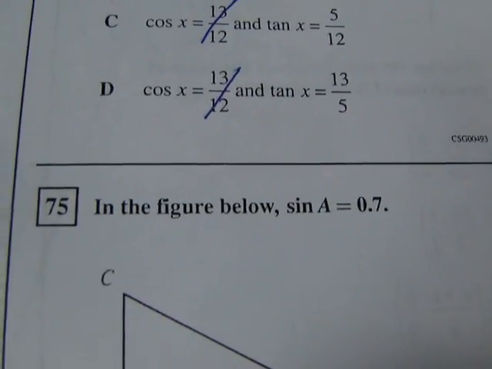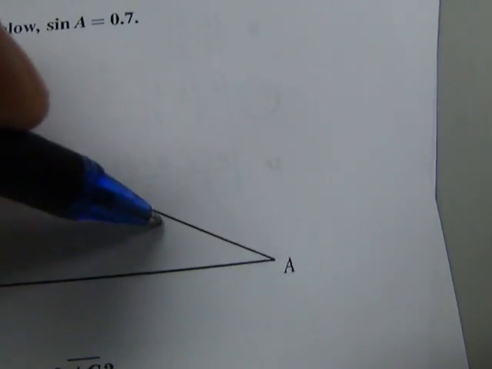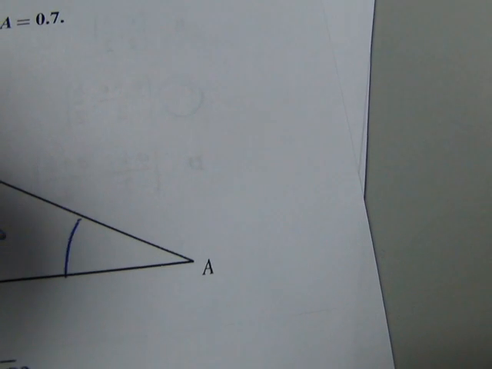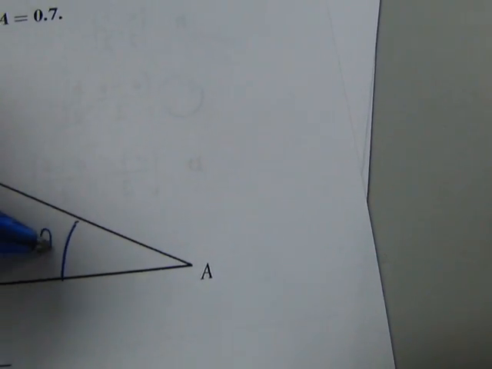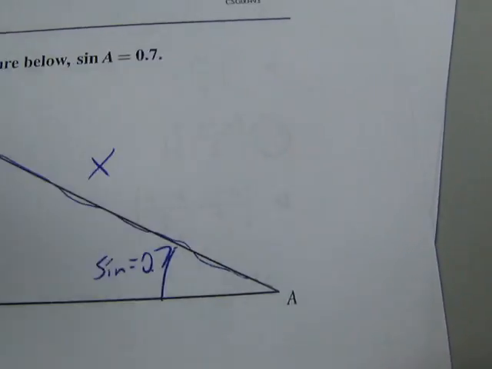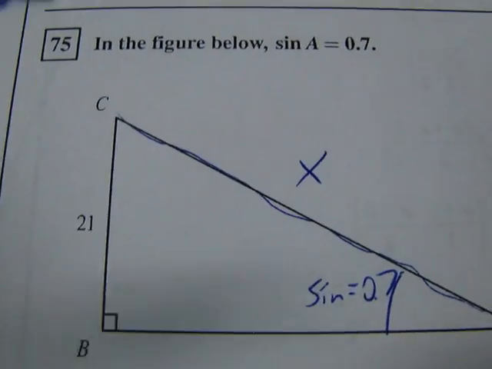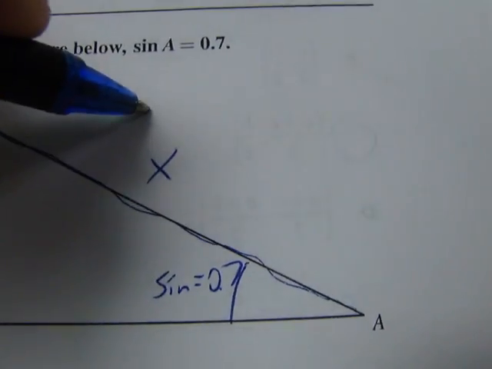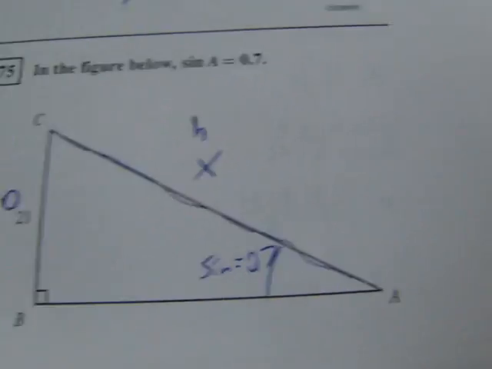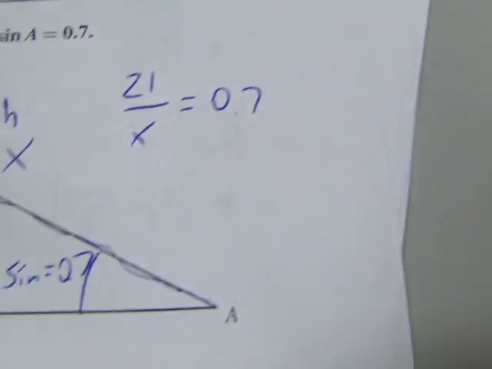75. In the figure below, sine of A equals 0.7. Okay, and it says what is the length of AC? So AC is the one we want to know. So we'll call this x. So what we get here is that we're talking sine. So this is the opposite, this is the hypotenuse. So sine is opposite over hypotenuse. So in other words, what we have here is that 21 over x equals 0.7.